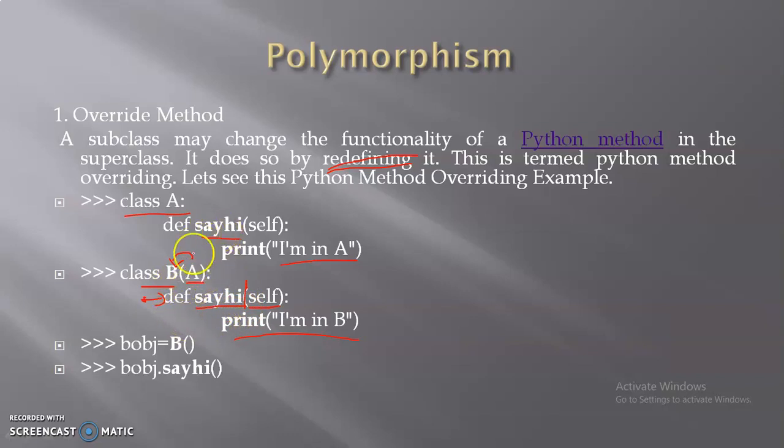One is derived from the base class, that is say hi, and one is written in the B class as say hi 1. So then it has two methods. But whenever you write a method with the same name as that of the base class, it becomes the overriding of the base class method. So now we create an object for the B class and call the method say hi. Then it invokes the B class say hi method and prints I am in B.